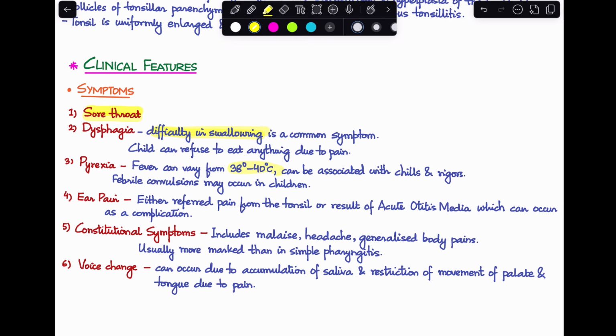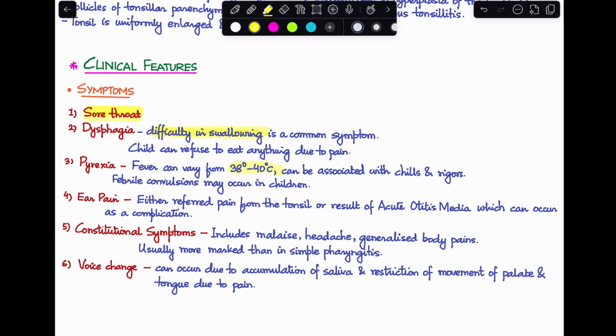Now in these cases, you'll see this is actually a referred pain that is coming from the tonsil because of a common nerve supply that the ear and the tonsil are sharing. So this is known as referred pain in ear. To understand more about referred pain in ear, again, I have a separate video. You can check it out over there.